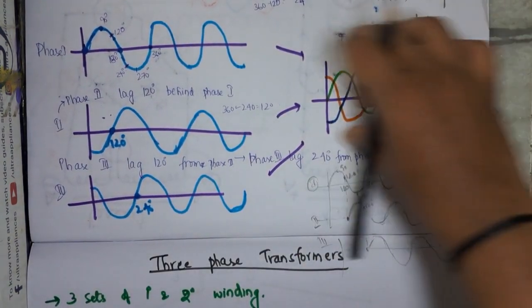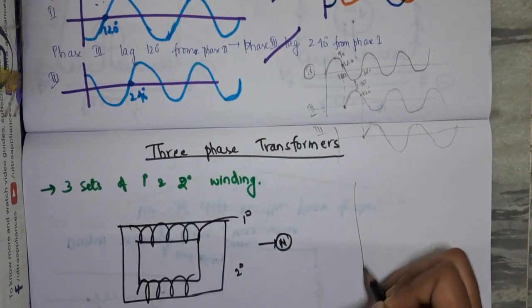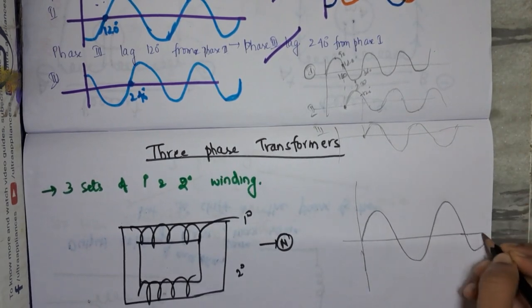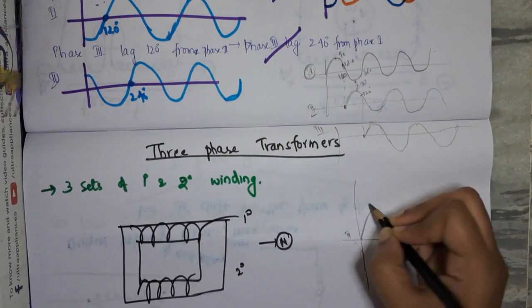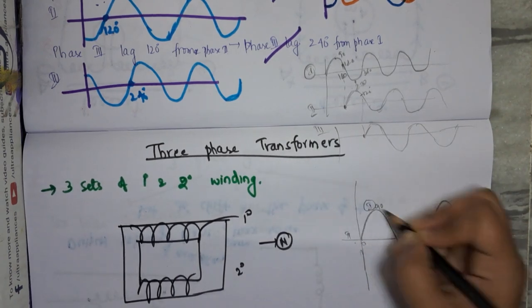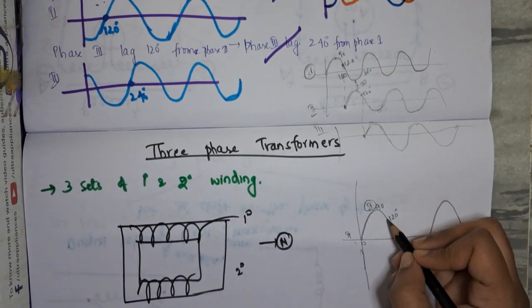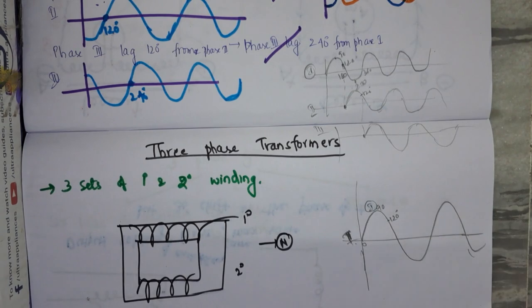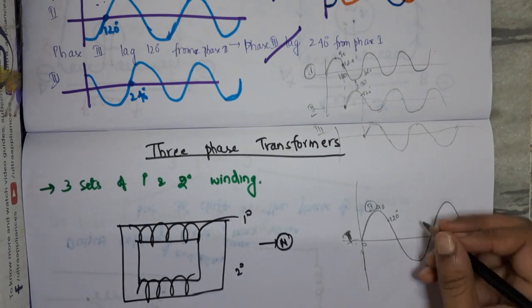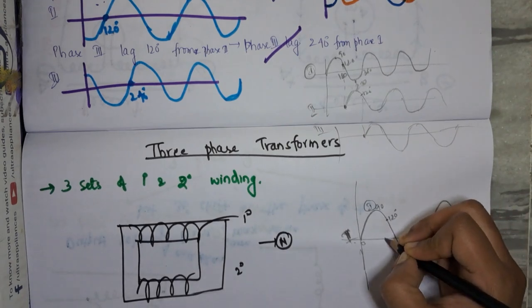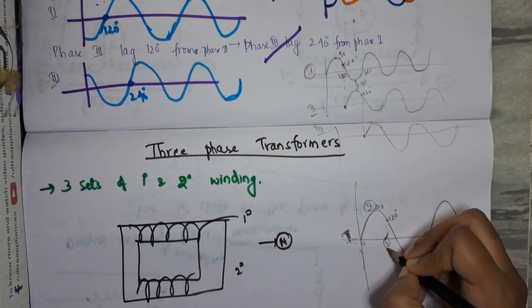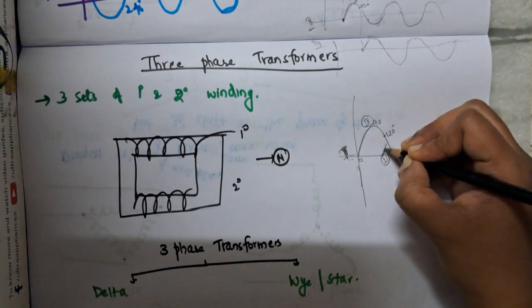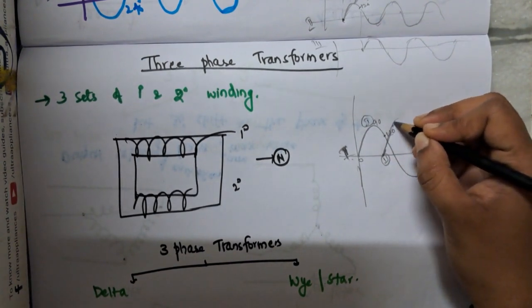I will draw all these three in one graph so that we will understand even better. This is phase 1, which starts from 0, 90, and this is 120. When phase 1 is at this point, phase 2 starts, because phase 2 lags 120 degrees behind phase 1. So this is phase 2, starting at 120 degrees behind phase 1, starting like this.